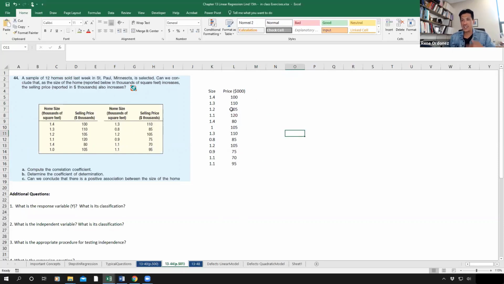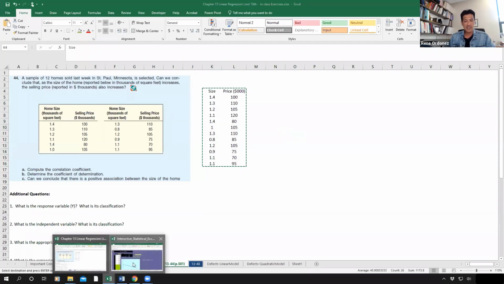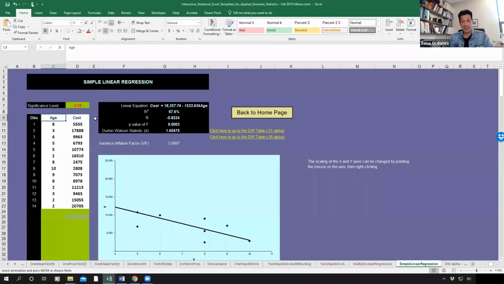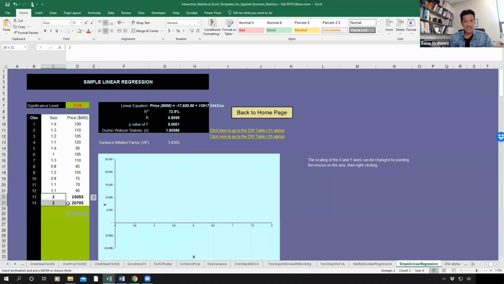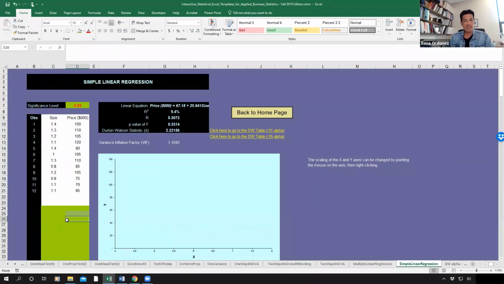Let's use the template to make this quicker, all right? So I'm going to copy this group of observations, go to the template, paste that onto here, and delete this extraneous information. So there you go. The template already created the equation for us. Price and size, also size is in what? Thousands also.